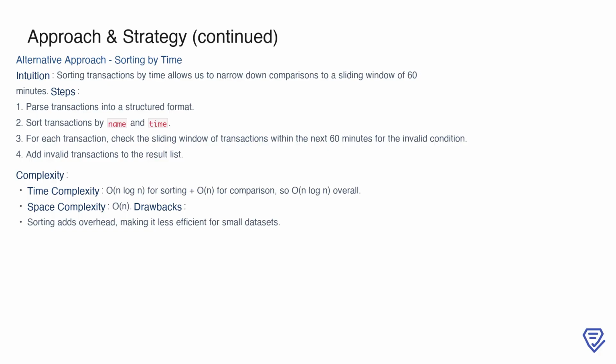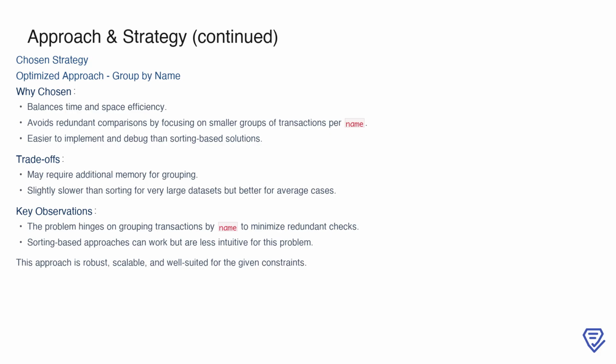However, sorting-based approaches may be less efficient for smaller datasets, as the overhead of sorting might outweigh the benefits of reduced comparisons. This method is more structured but can be less intuitive to implement compared to grouping by name. The optimized approach of grouping transactions by name is the most balanced and practical solution for this problem. It strikes a good balance between time and space efficiency while avoiding the redundancy of the brute force method.